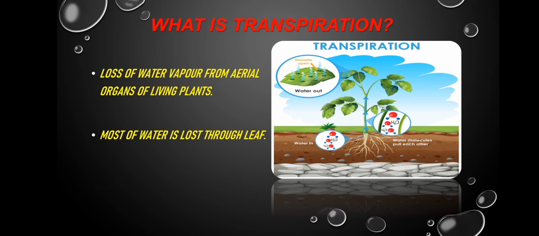The major part of the water is lost by way of transpiration from the leaves, which have a large surface area. This transpiration is very useful for the plants mainly for two reasons. Firstly, to get rid of the excess water absorbed by the roots, and secondly, for cooling the plants in hot weather.